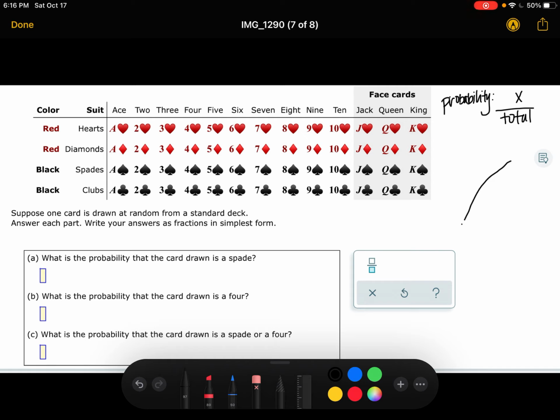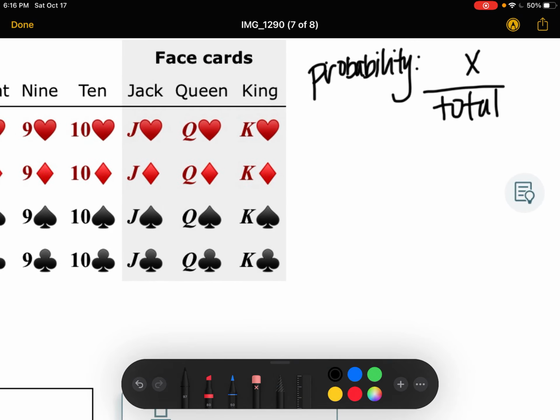So just a really quick review on probability. Probability is essentially just a fraction or a division. It's asking you how likely is something to happen. So probability is x, which is what you're looking for, over the total. Like how many total different events are there even possible for you to choose from?